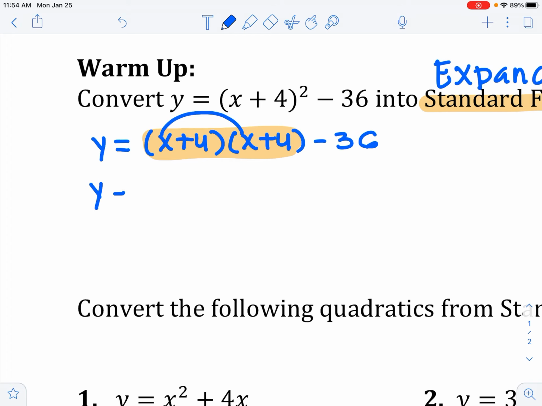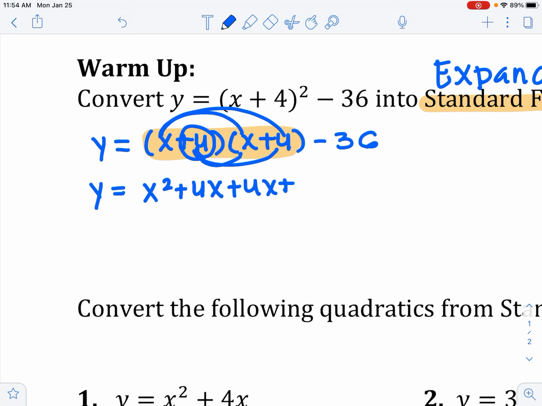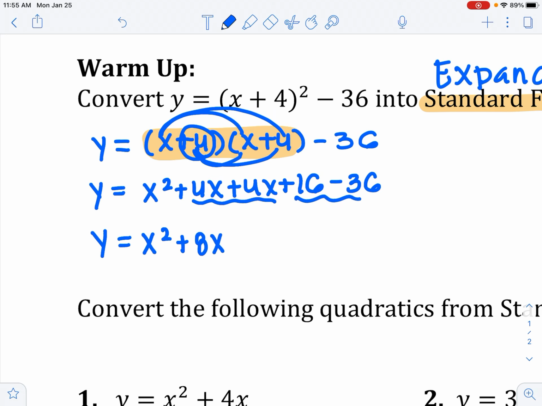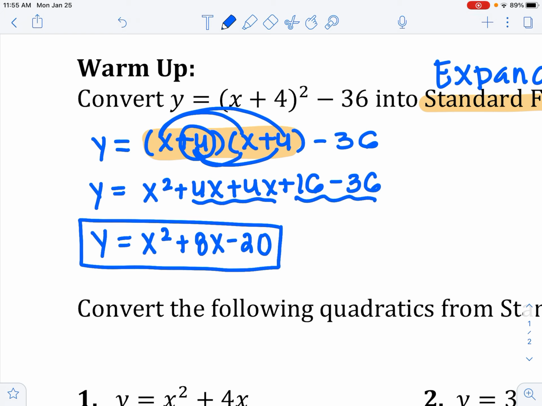So I am going to distribute my x, or do first times first, which is x squared. Distribute your x again, which is outer, so plus 4x. Now I'm going to distribute this 4, that's inner, plus 4x. And last, 4 times 4 is 16. Don't forget the minus 36. And now I am going to combine like terms. So I have y equals x squared plus, these two I can combine, that's 8x. 16 and negative 36 is minus 20. So this right here is my standard form.